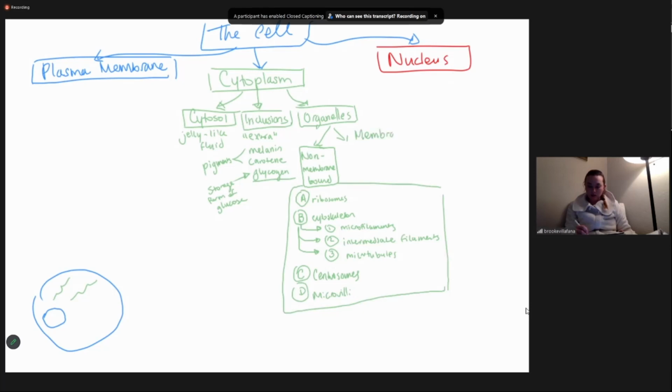And then if I'm creating, again, I'm trying to create my outline here of kind of my key concepts. I have my membrane bound. So this would be my endoplasmic reticulum.